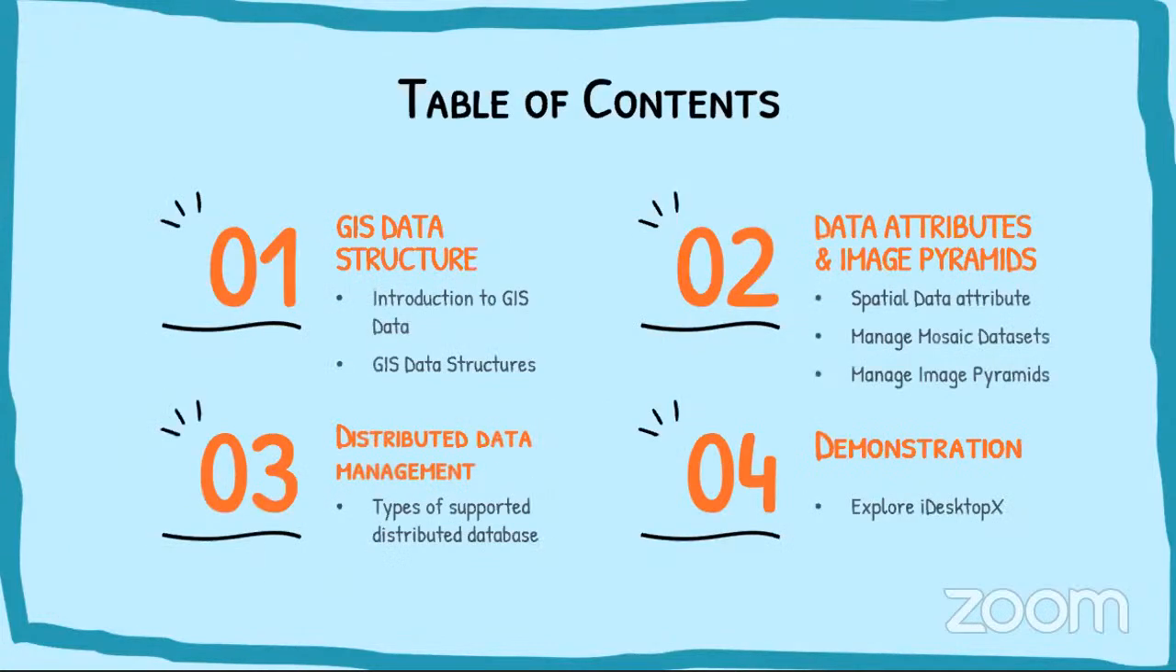Now we are going to take a look at the contents for today's session, where we're going to learn about the GIS data structure, data attributes, and image pyramids, which includes the special data attribute, how to manage mosaic datasets, and also how to manage image pyramids. Other than that, we are also going to focus on which types of distributed databases are supported by SuperMap before we go to the demonstration on iDesktopX.